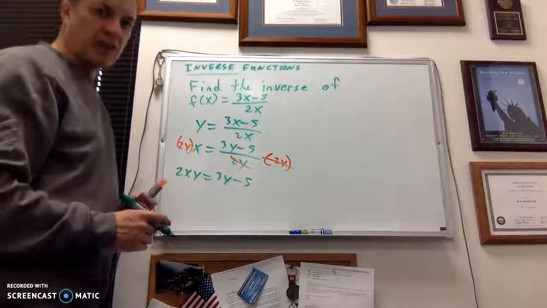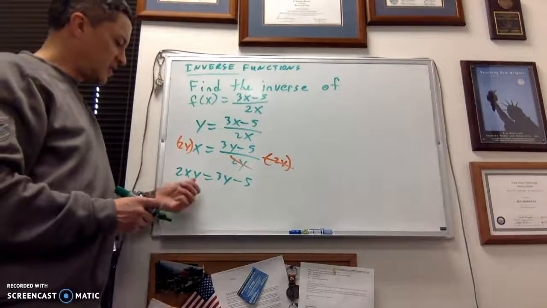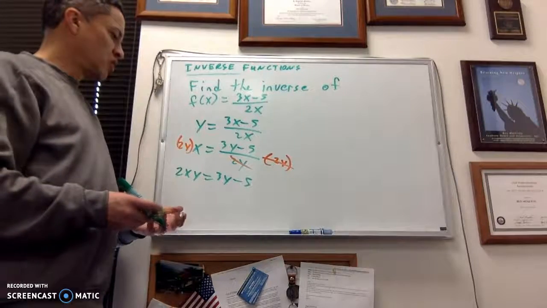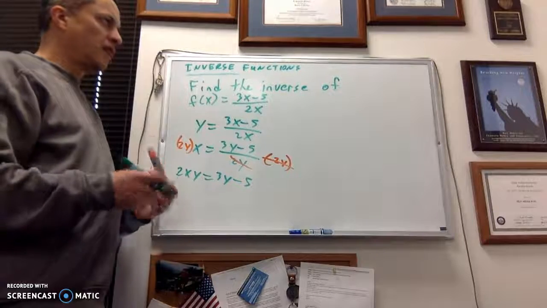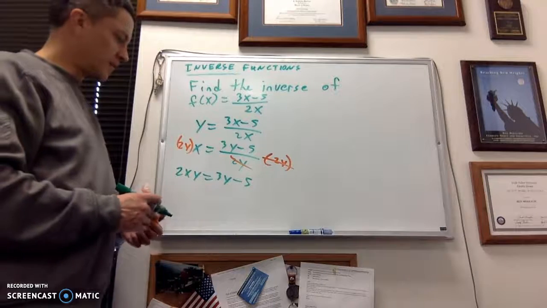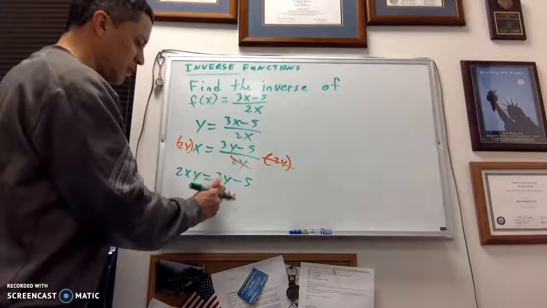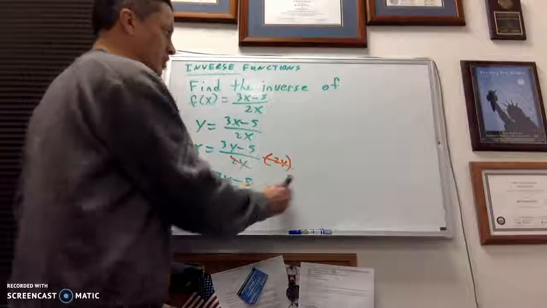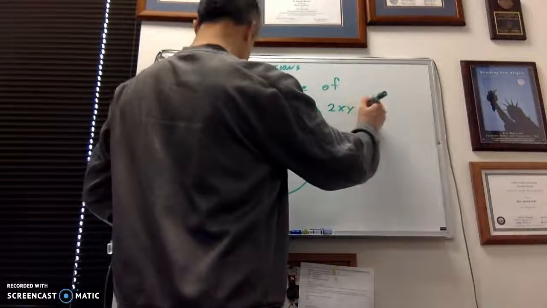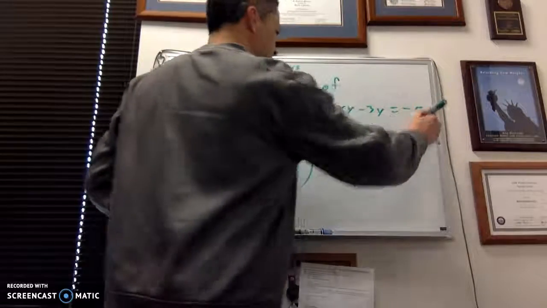And most people are pretty good about getting to this point, but then they get all stuck at this point. This is where they really get hung up. They see a y on both sides of the equal sign and they don't know how to isolate for the y by itself. So what I like to say is get every term that has a y in it on one side of the equal sign. So in other words, I'm going to subtract 3y from both sides. Okay, let me pull this up here so you can see what's happening. I'll have 2xy minus 3y equals negative 5.